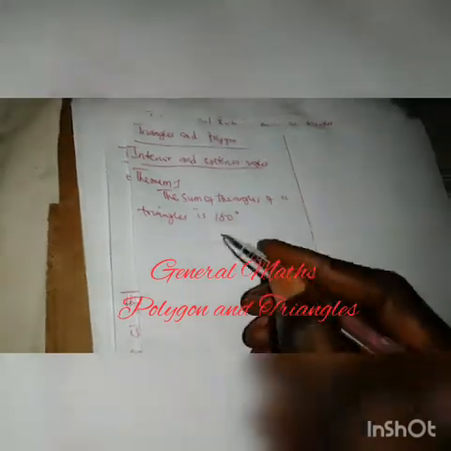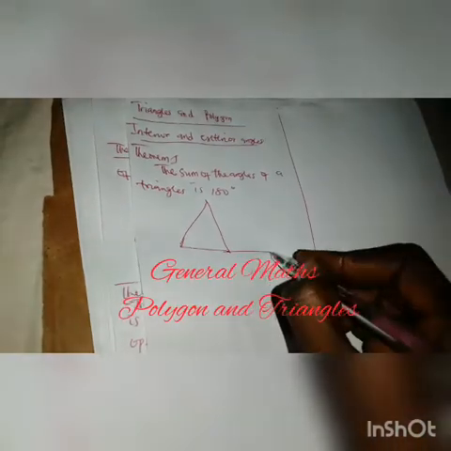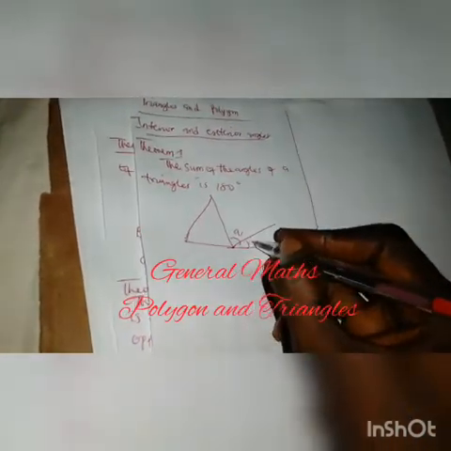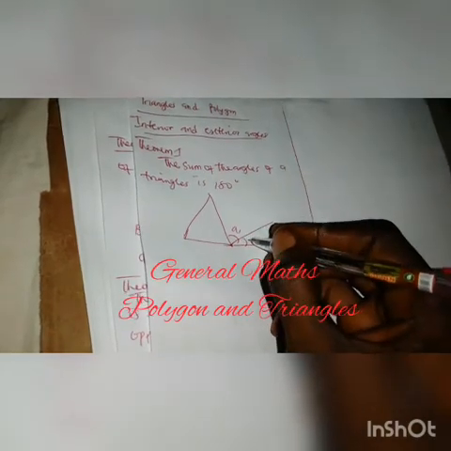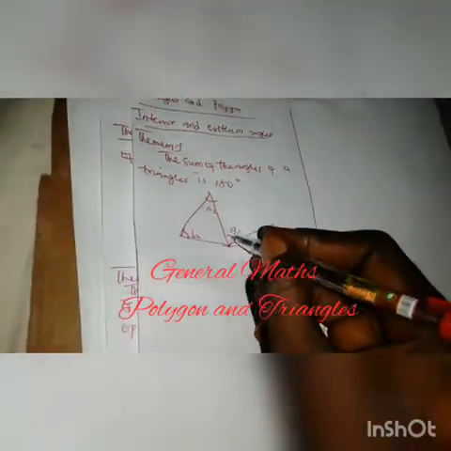But how will you recognize this? Okay, let me just make a rough sketch of something that looks like a triangle. Let me make it a triangle, with angles A, B, and this is C.